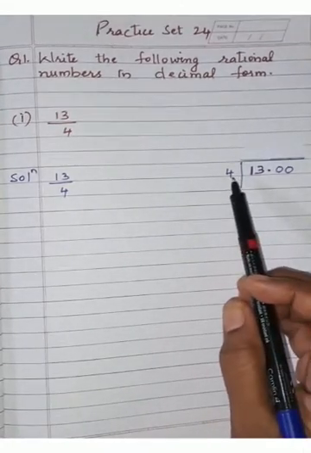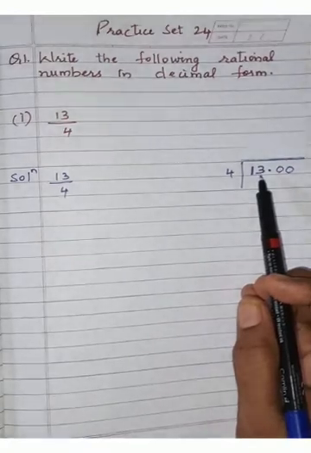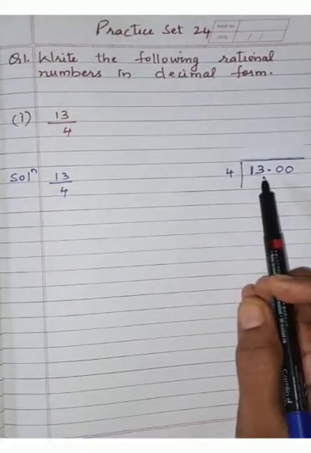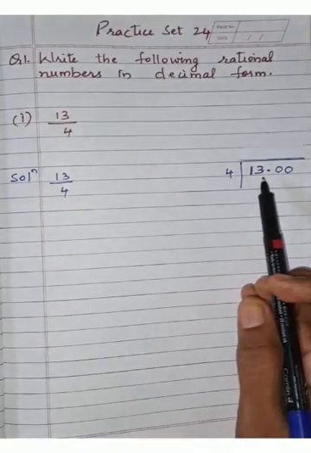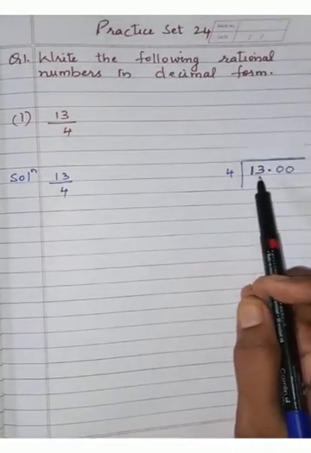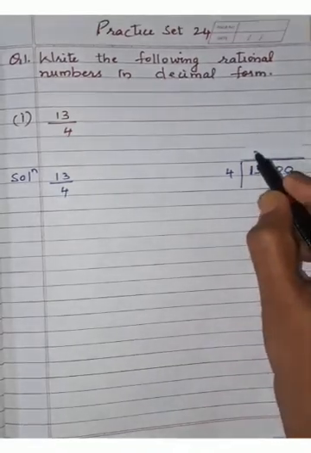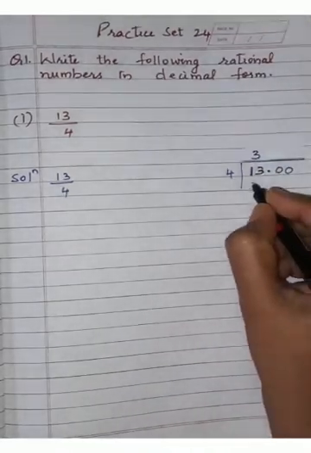So here 4 is there. We have to take the number which is less than 13 in the 4 table, right? So 4 1s are 4, 4 2s are 8, 4 3s are 12, 4 4s are 16. We cannot take 16 because 16 is greater than 13. So we will take 12. 4 3s are 12.